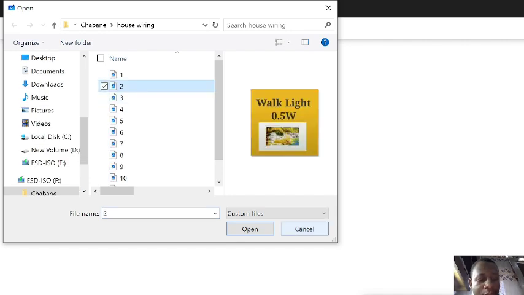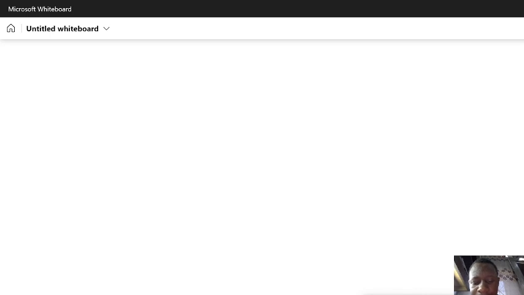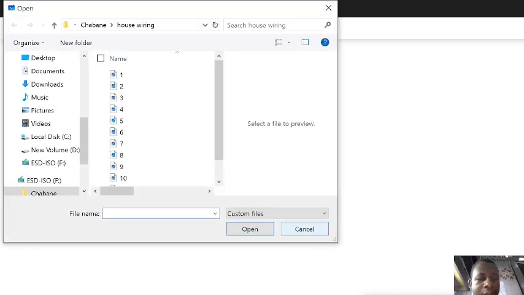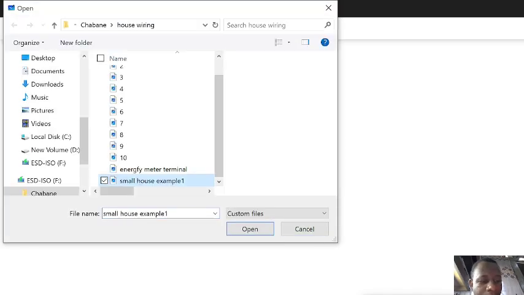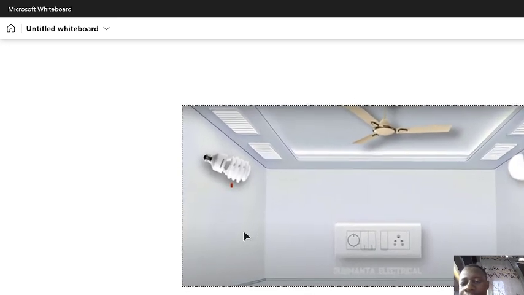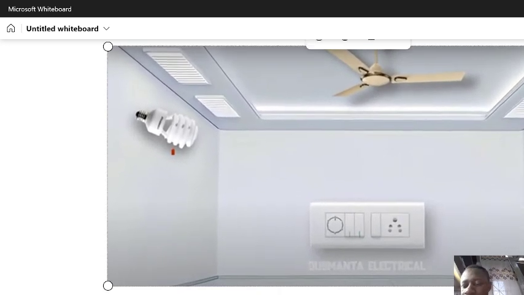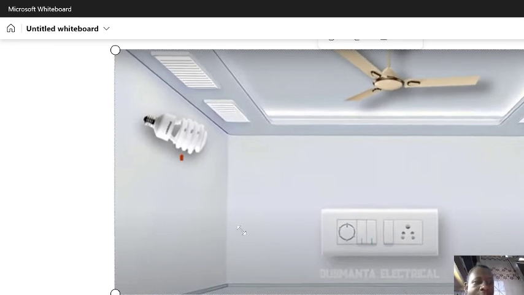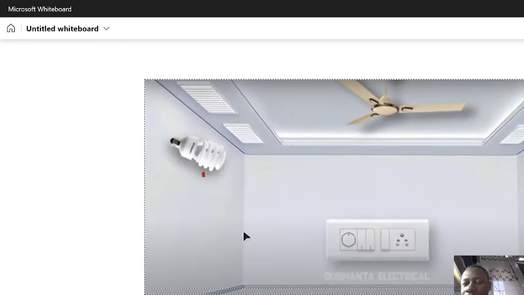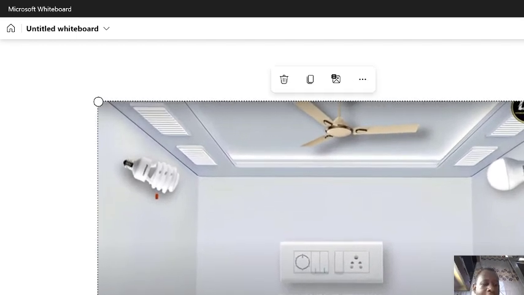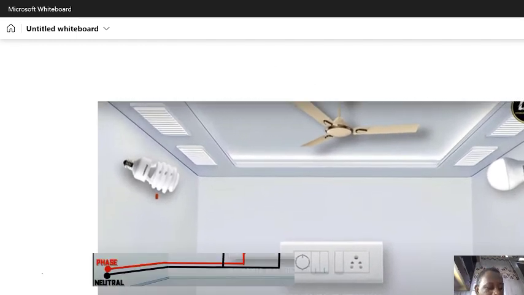We are going to see some examples. In this example, we are going to do the house wiring. Now we know our live comes from here. This is our live, and our neutral comes from here. We have two wires. We are going to connect from here.